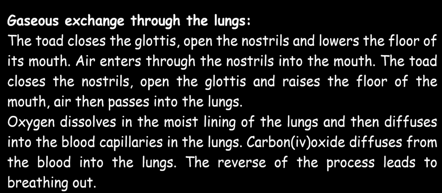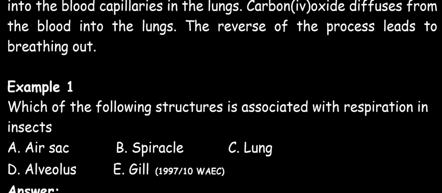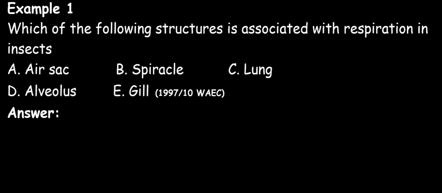So now we have come to the end of the teaching, and as usual we are going to be taking some questions. We start with the examples. The first one says, which of the following structures is associated with respiration in insects? The options given include A. Air sac, B. Spiracle, C. Lung, D. Alveolus, and E. Gill. The answer to this question is B, the spiracle. The insects use spiracles for gaseous exchange.